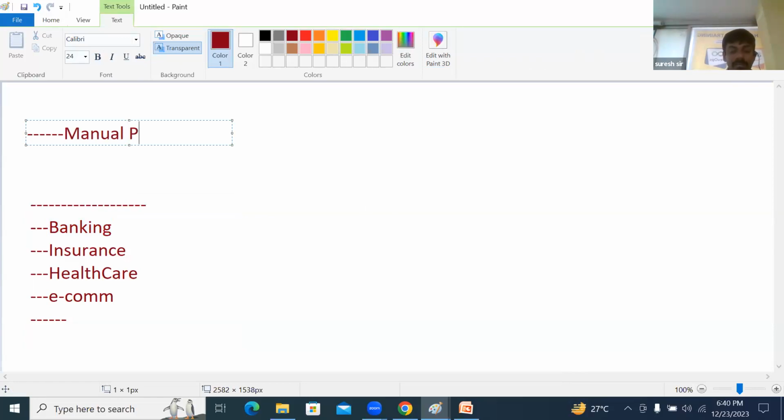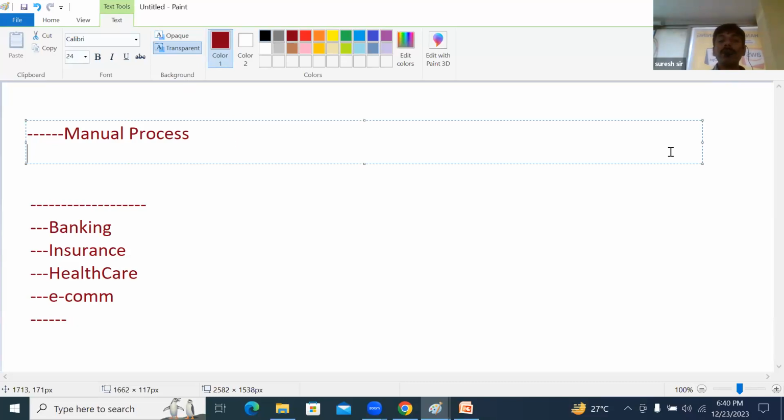everything will go with manual, whatever it can be. In the initial stages, everything starts with a manual process. Banking, manual process. Education, manual process. Shopping, manual process. Everything was taken care of manually. Any kind of business, in the initial stages, will take care of the manual process only.